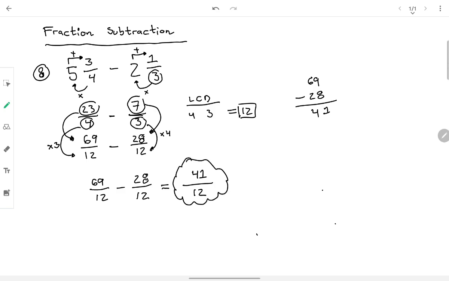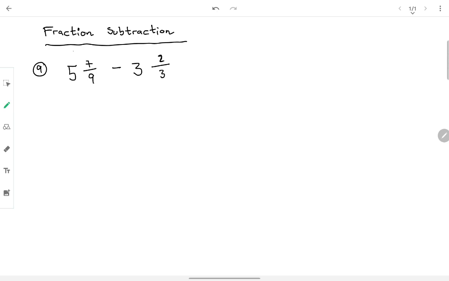Let's see another example with mixed numbers. Remember, the first thing we need to do is transform them to improper fractions. In this case, we will get a fraction over 9. 9 times 5 is 45, plus 7 will be 52 ninths. In this case, 3 times 3 is 9, plus 2, it's 11 over 3, or 11 thirds.